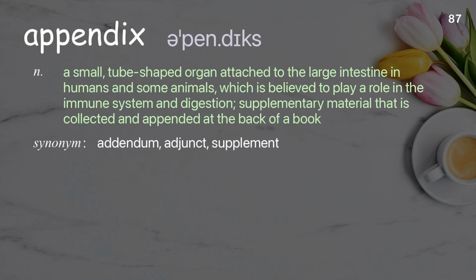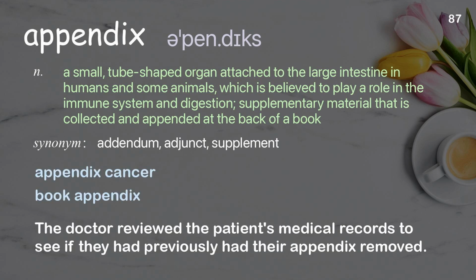Appendix. A small, tube-shaped organ attached to the large intestine in humans and some animals, which is believed to play a role in the immune system and digestion. Supplementary material that is collected and appended at the back of a book. Examples: Appendix cancer. Book appendix. The doctor reviewed the patient's medical records to see if they had previously had their appendix removed.